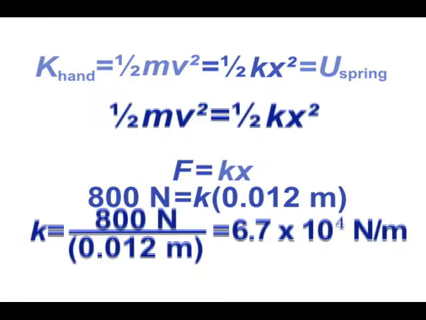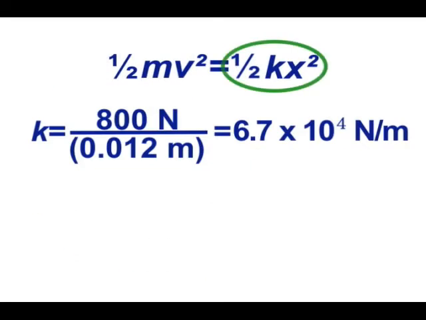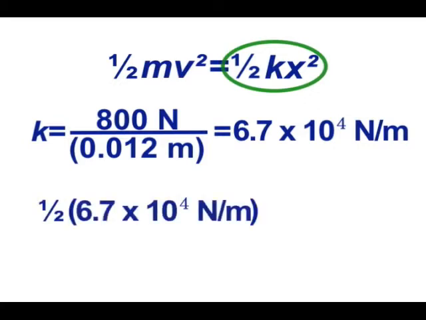So then I can work out 1/2 kx squared. 1/2 kx squared is 1/2 times 6.7 times 10 to the 4th newtons per meter, sorry, not newton meters, newtons per meter, times 0.012 meters squared.